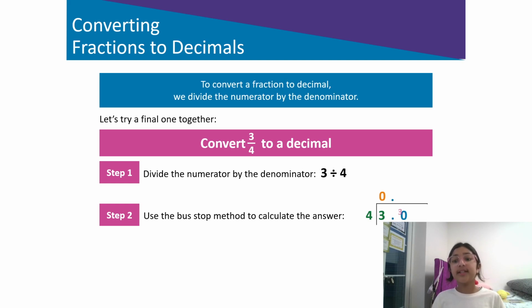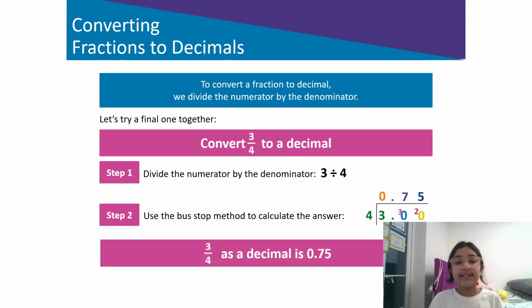The point goes in, it becomes 30. Now, 4 times 7 is 28, but we can add one more. There's a remainder which is 2, so it would become 20. So 4 times 5 is 20. 0.75 would be your answer.